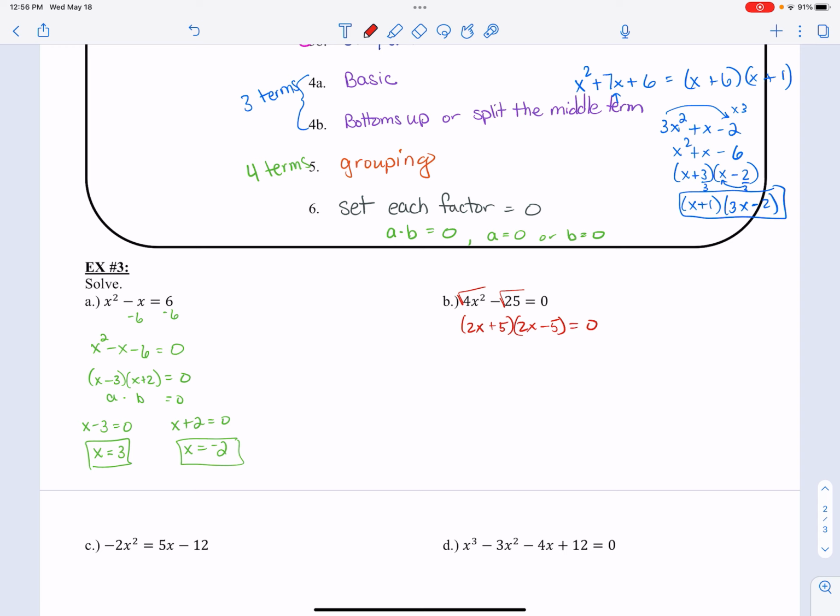Now, if I was factoring, I'd be done, but since I'm actually going to solve, I know that either of these terms equaling 0 gives me a solution. Subtract 5 divided by 2, and I get negative 5 halves and positive 5 halves. So those are my two solutions for x that will make that equation true.